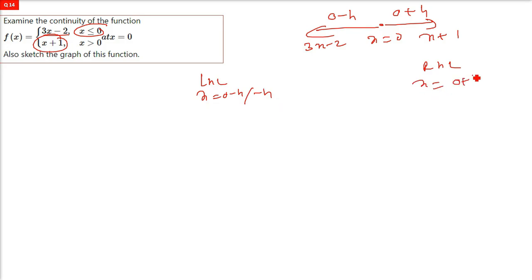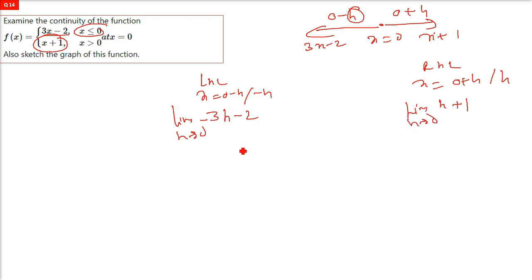That is minus h only. And x equals 0 plus h on the right hand limit. So 3 into, in place of x, it is minus h. So minus 3h minus 2. Here x plus 1, so we have h plus 1. Now apply h equal to 0 as a limit in both the LHL and RHL.